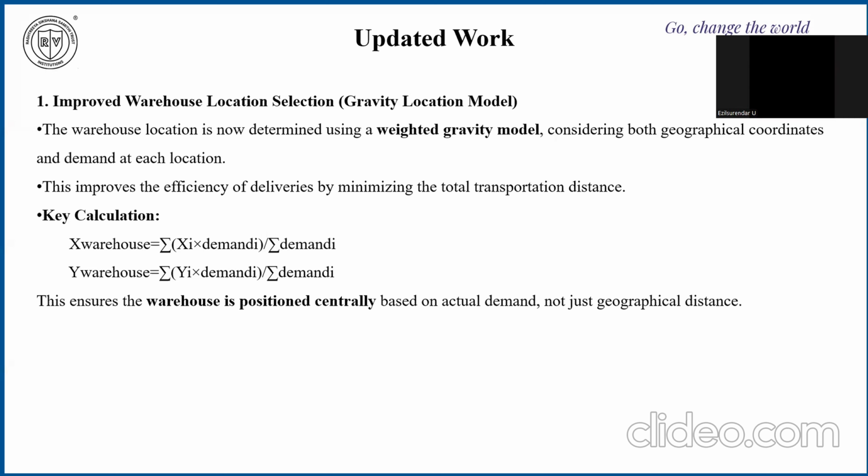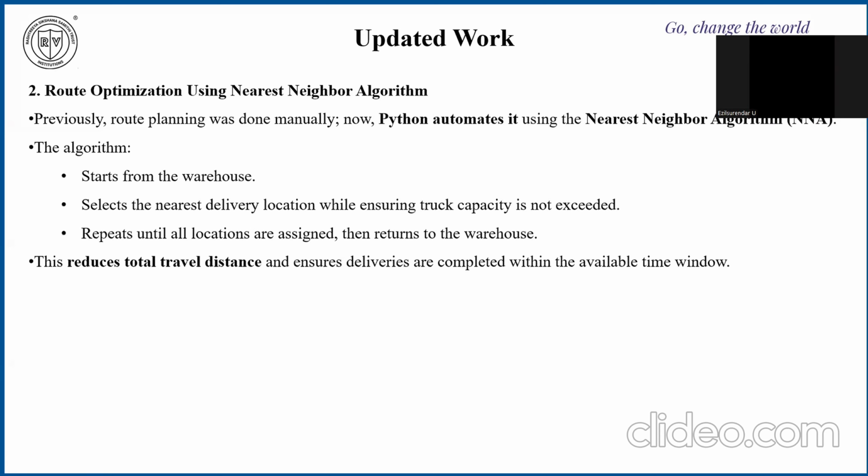Now, coming to the second change. Previously, route planning was done manually, which was time consuming and prone to errors. In the updated model, we automated this process using the nearest neighbor algorithm, or shortly NNA. NNA is a heuristic algorithm used to solve the traveling salesman problem, which is highly relevant to our route optimization needs. How does this algorithm work?